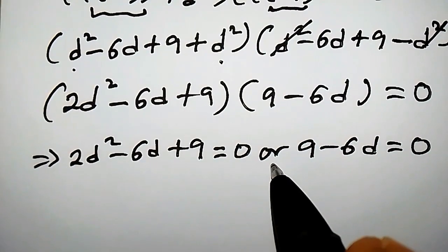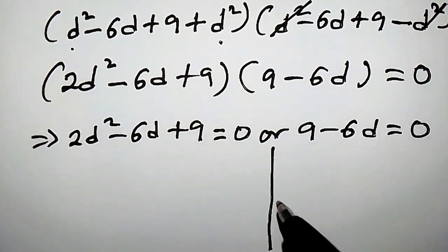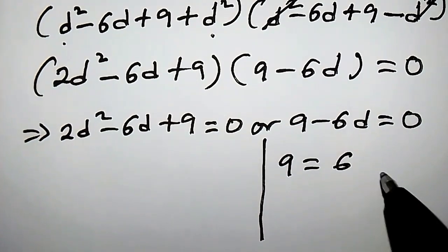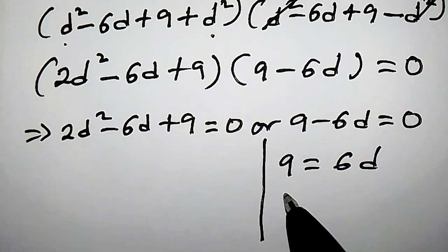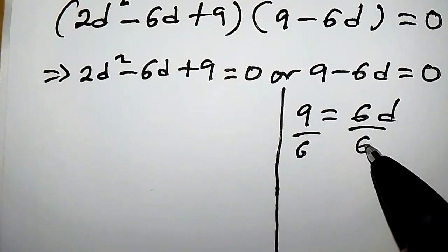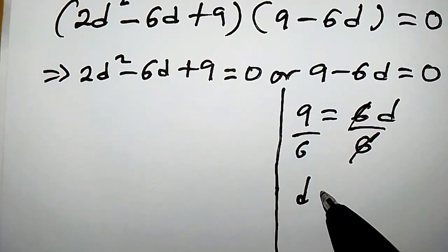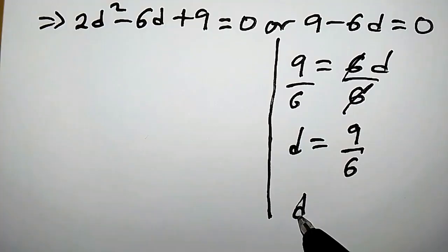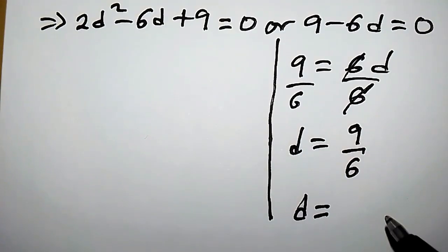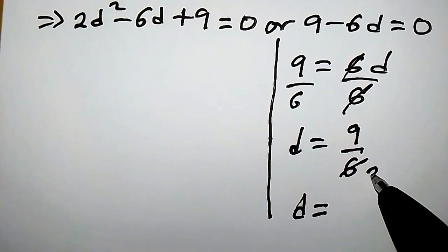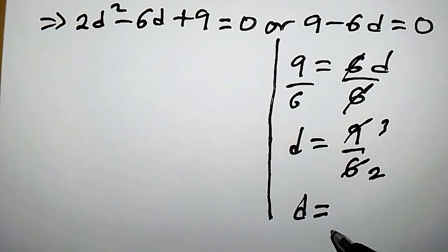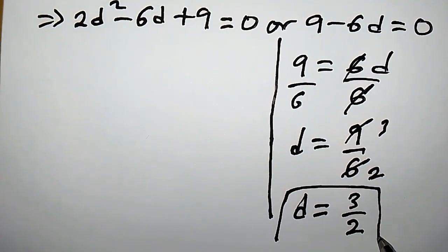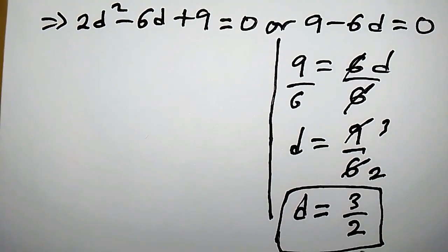Let's focus our attention on this guy first. If we move -6D to the right hand side, we have 9 = 6D. Let's divide both sides by 6. 6 cancels 6, we are left with D = 9/6. We can reduce this quotient further. 3 in 6 is 2, 3 in 9 is 3. We are left with 3/2. This is the first solution. The value of D is equal to 3/2.